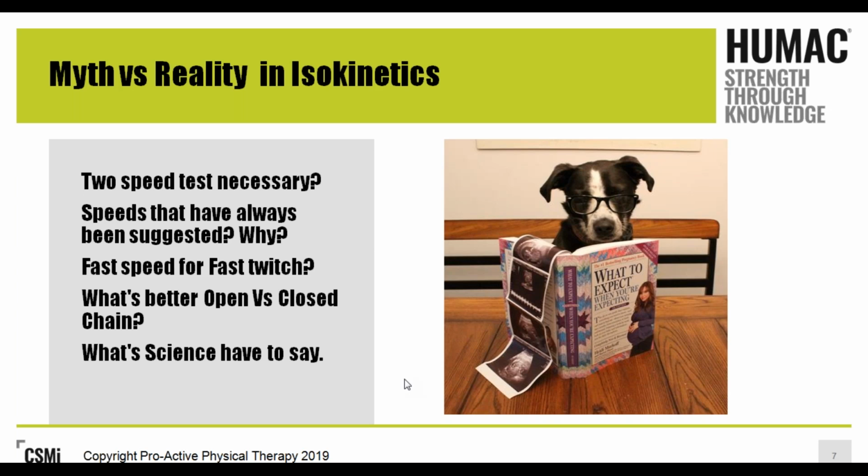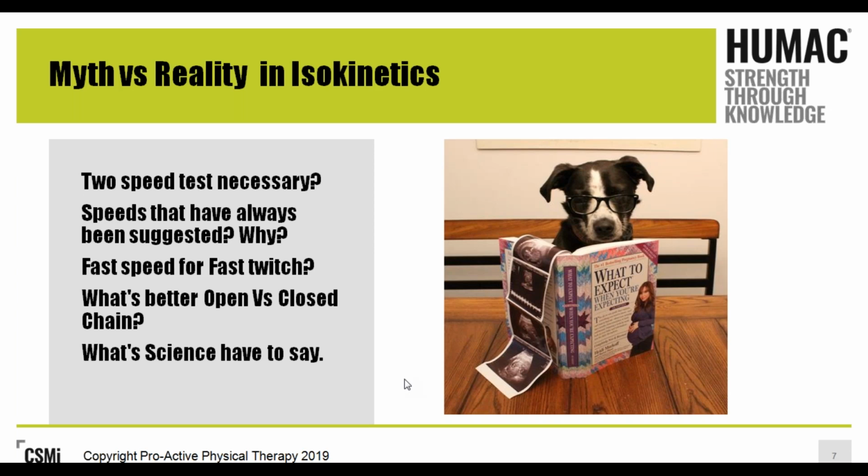And then finally, one of the best ones that I just keep hearing over and over again is what's better, open versus closed kinetic chain? So I'm going to be asking you guys some questions tonight also in regards to what we should be doing and what science has to say about each one of these.